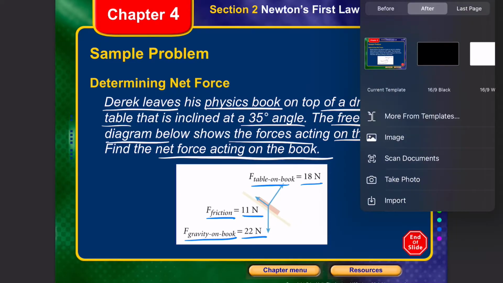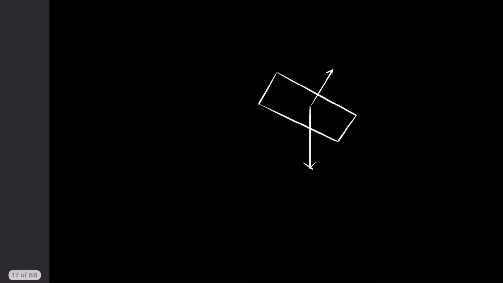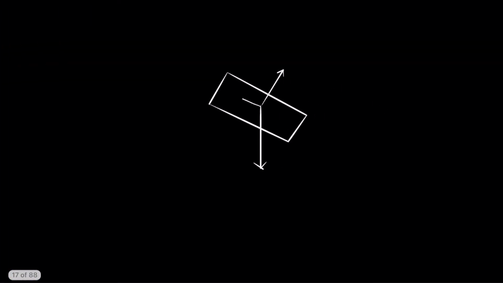So let's take these forces into consideration now. If we just draw the free body diagram here, let's consider this is the book. On this, first you have the force of the table on the book upward, the force of gravity downward, and the force of friction. Notice that here the table is sloping downwards, so the friction will act in the opposite direction. So this is the force of friction, this is the force of the table on the book, and this is the force of gravity.